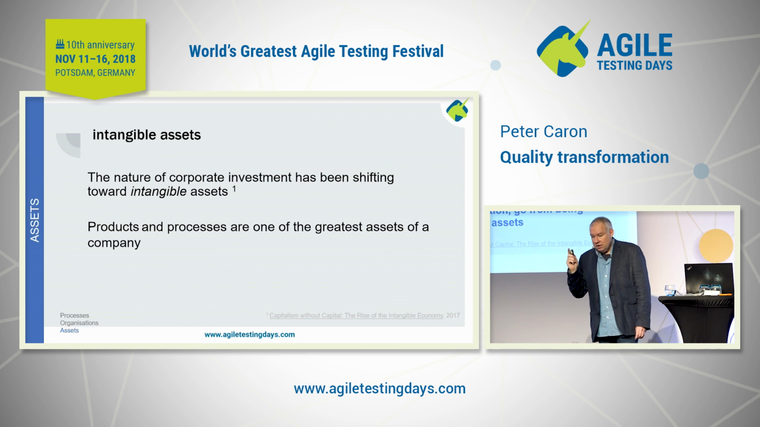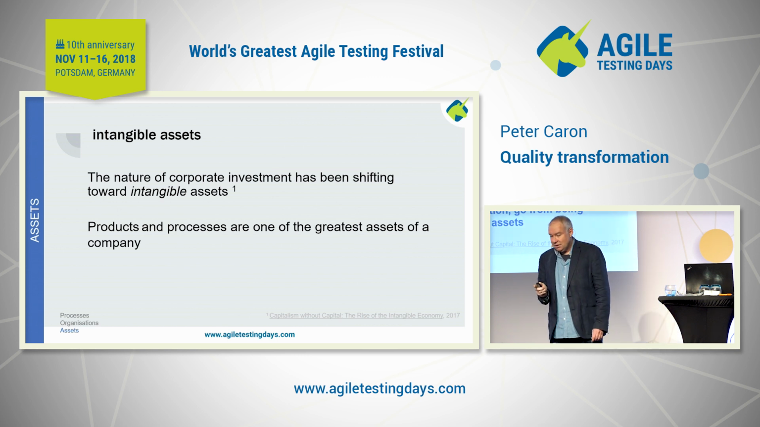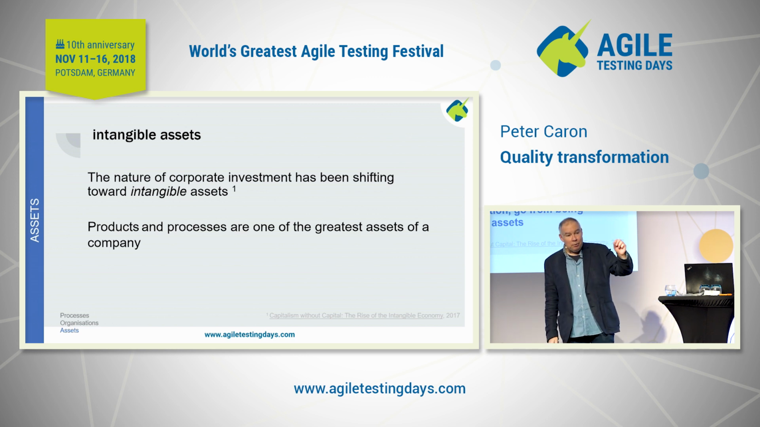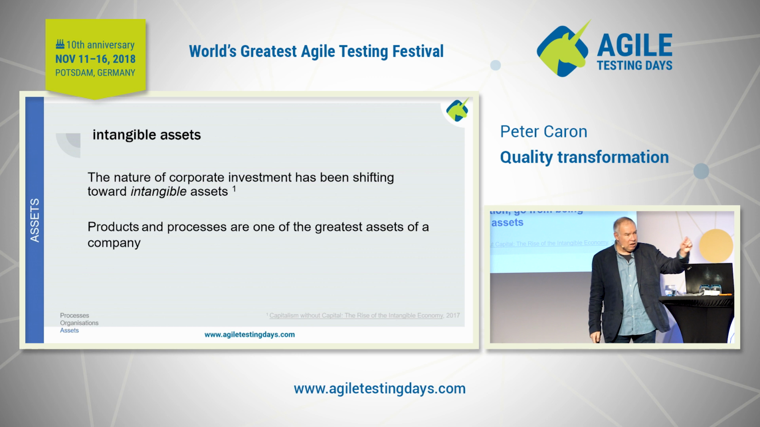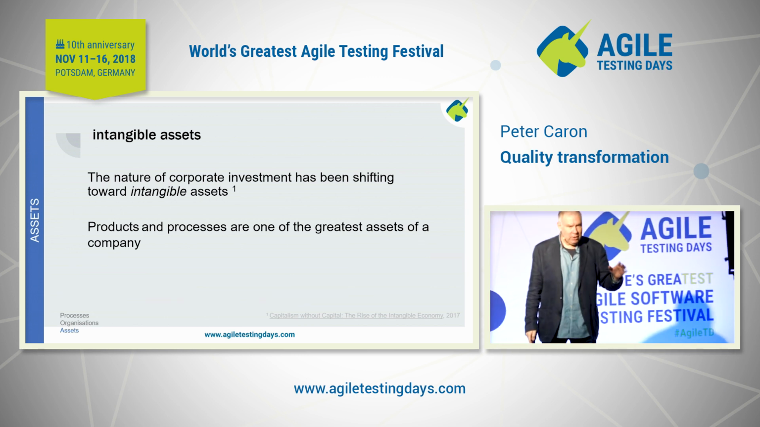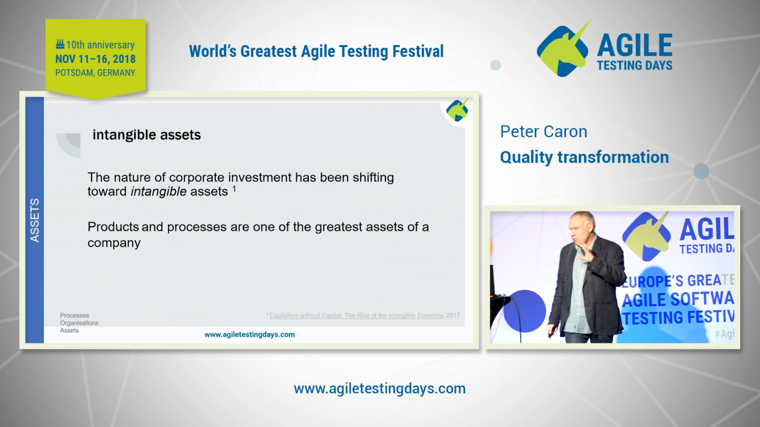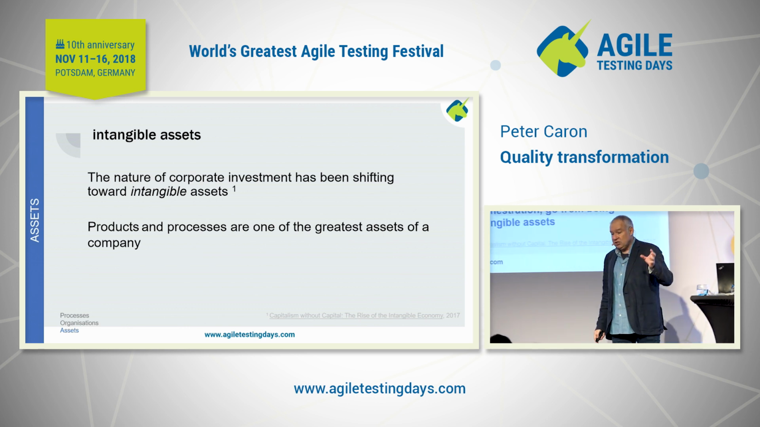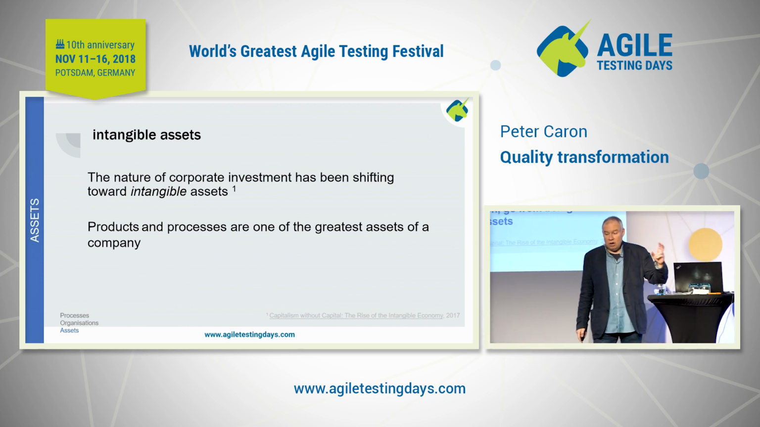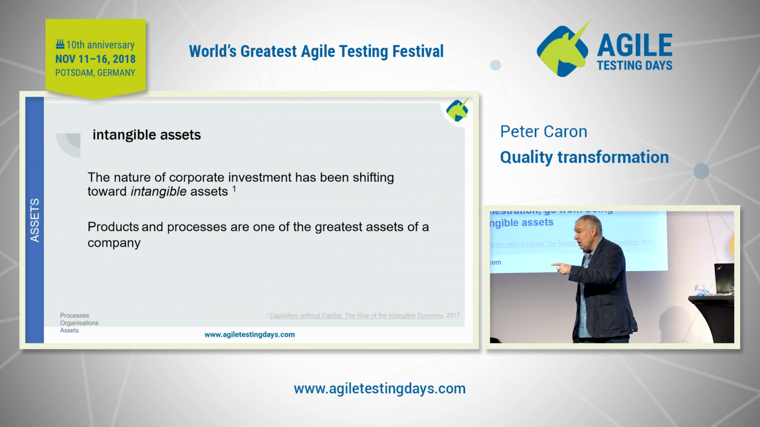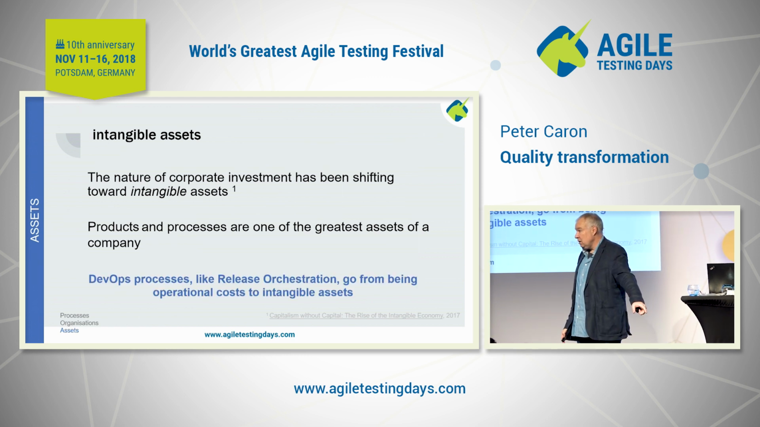Now, a DevOps process, like release orchestration, goes from being an operational cost, and you've all argued this. We don't have enough money to implement DevOps right now. We don't have the time to do this right now. This can't be done because we don't have the budget. We don't have the time. But if DevOps process and release orchestration is no longer an operational cost, but it's now an intangible asset, then any value you derive from a DevOps process goes straight into the balance sheet.